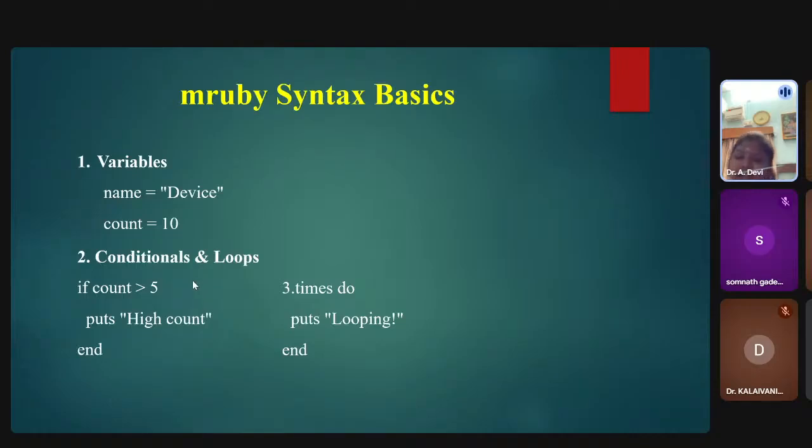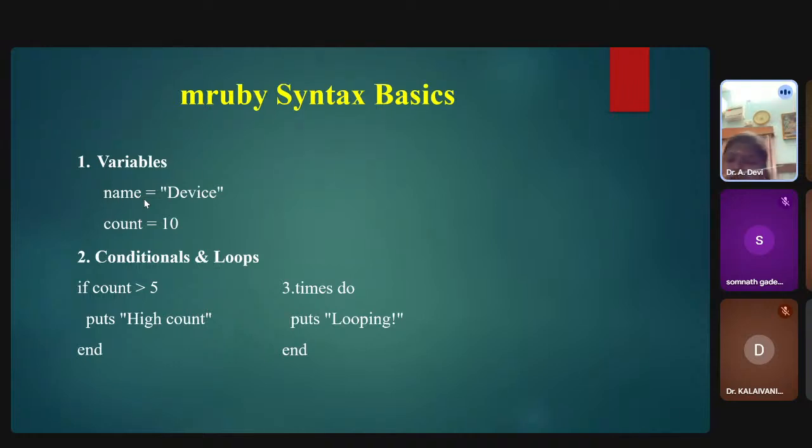Let's start with the variables. In Ruby or in mruby, we need not declare any data types. You just assign your value directly. So here, name is equal to "device", inside it I have typed device name, and count is equal to 10, which means it automatically takes this as an integer and this as a string. So here the name is automatically a string, right? And the count is taken as an integer. So Ruby handles the typing for us. This is called dynamic typing.